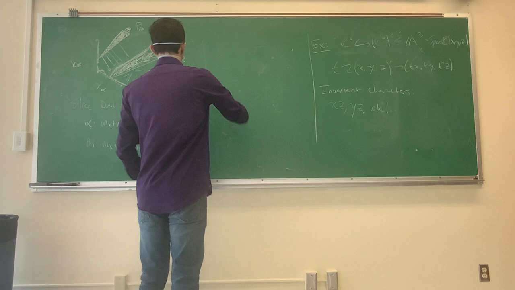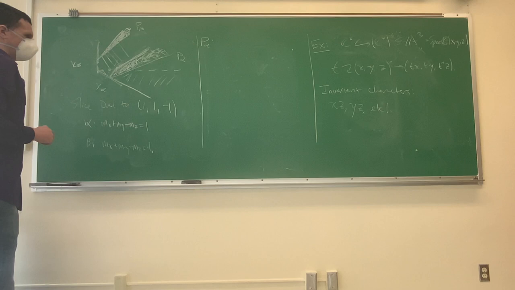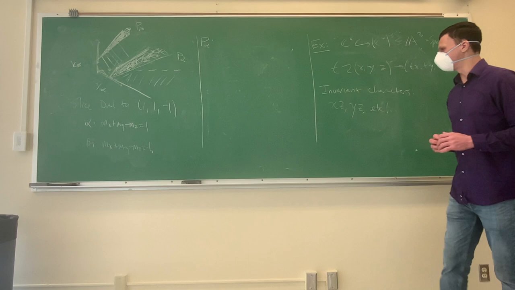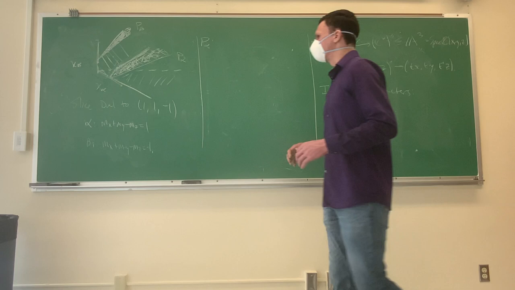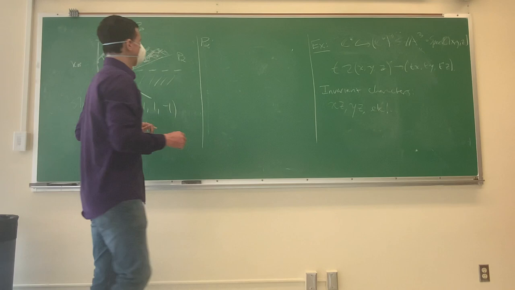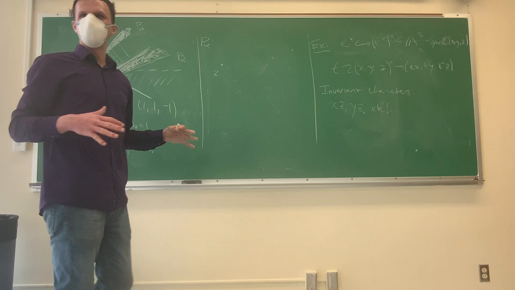So for P alpha, what do we get? Well, the invariant characters are all going to differ by elements like xz, yz, but it's all going to be multiplied by something. In particular, in this one I have z, and we'll have z here, and then I want the x and y's to all be non-negative.